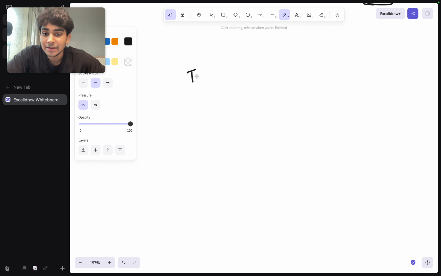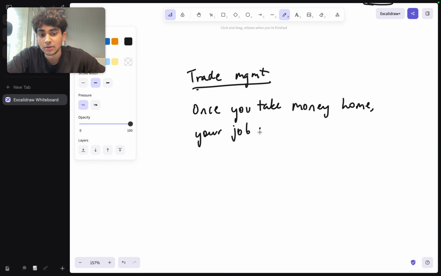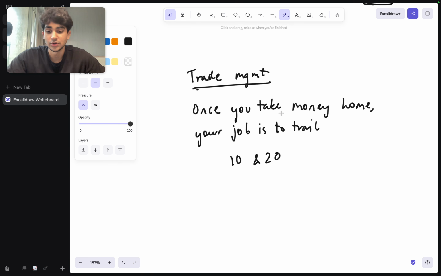But in trade management, I want you guys to learn this from me: once you take money home, which means your first one third, your job is to trail. And what do you trail? The 10 and 20-day moving average.